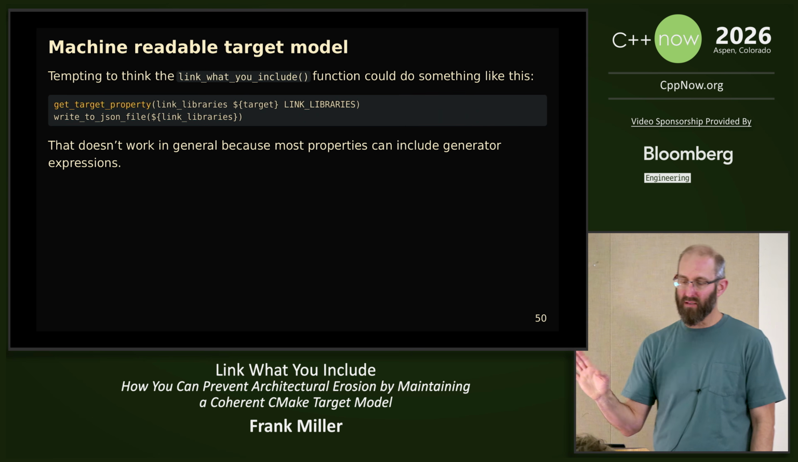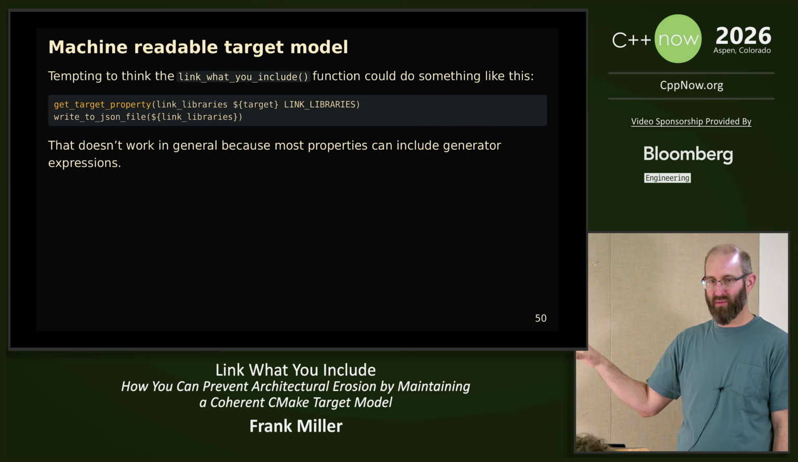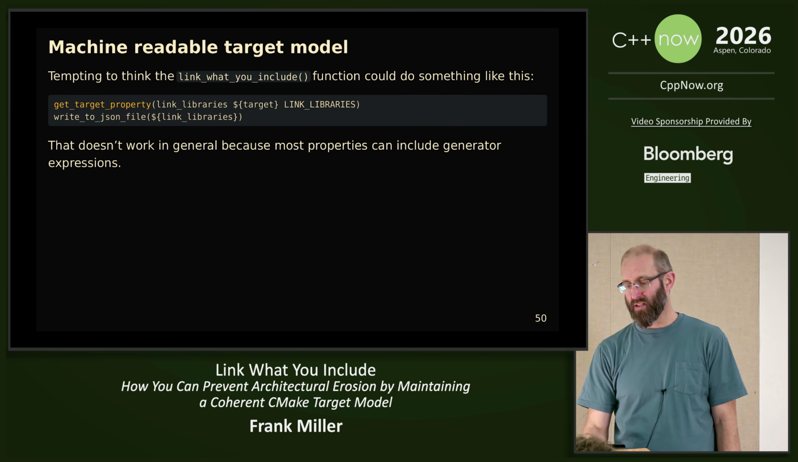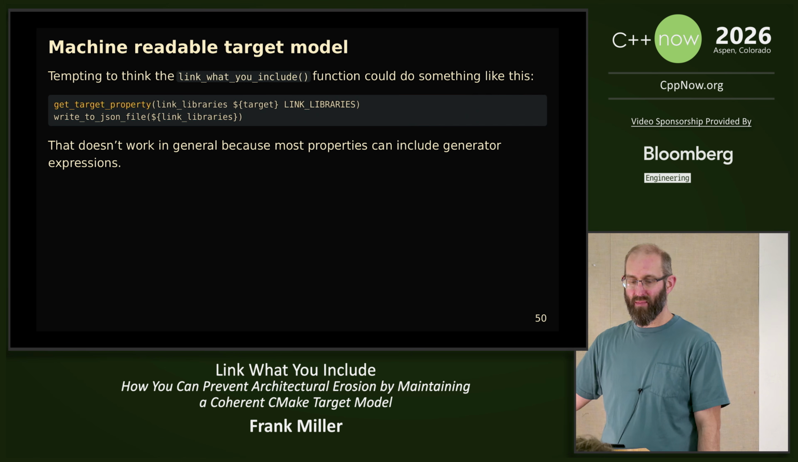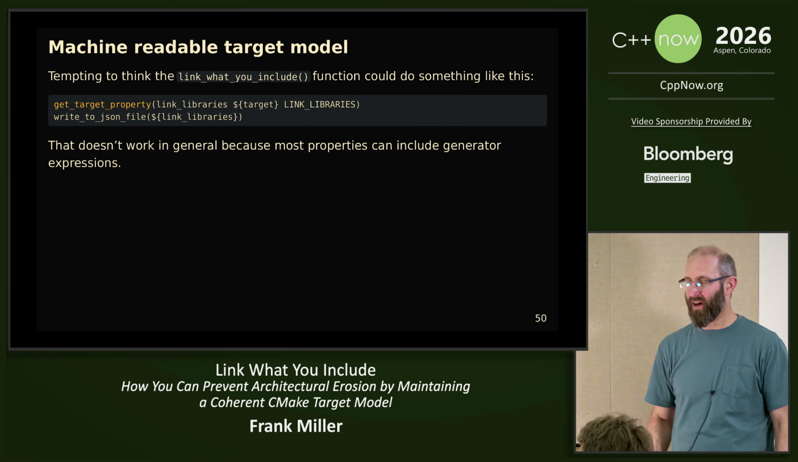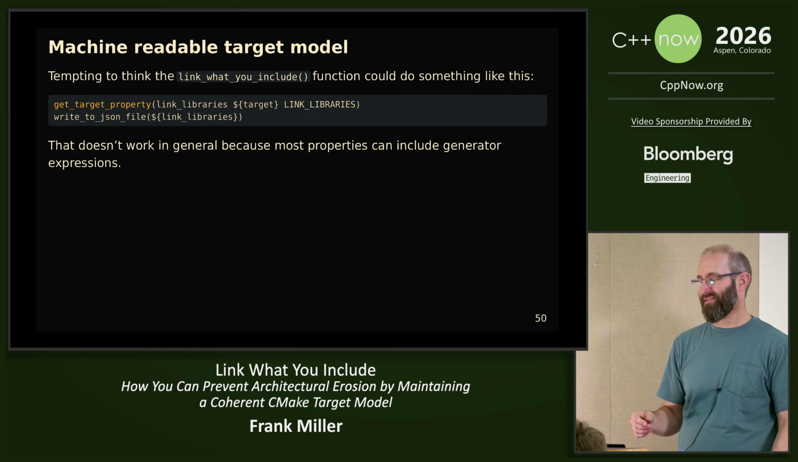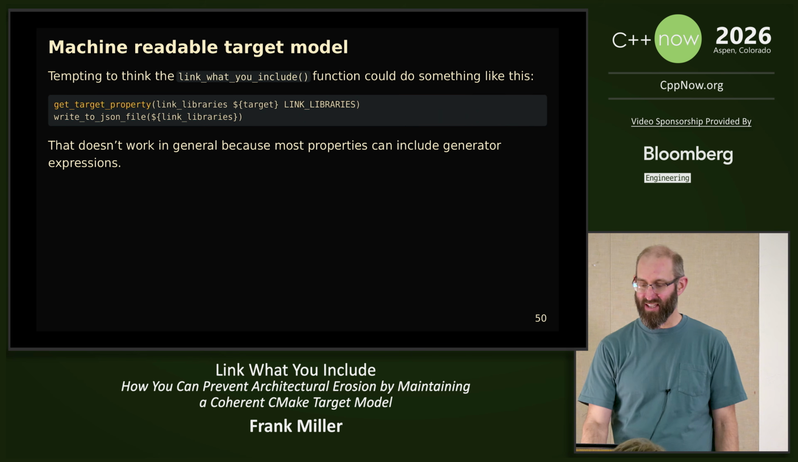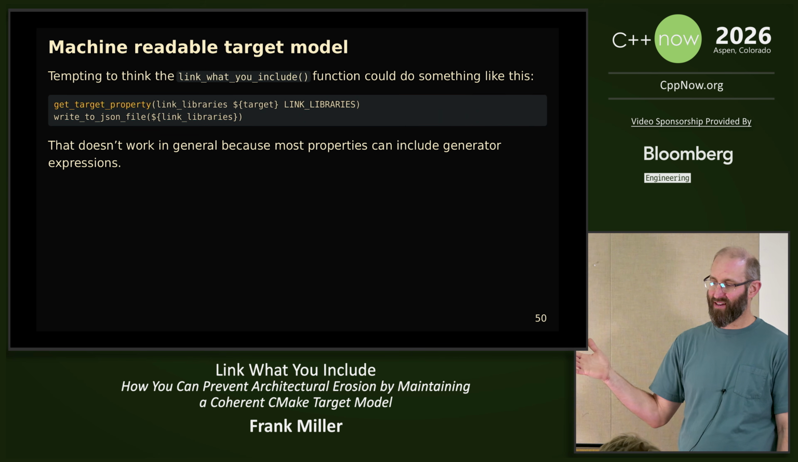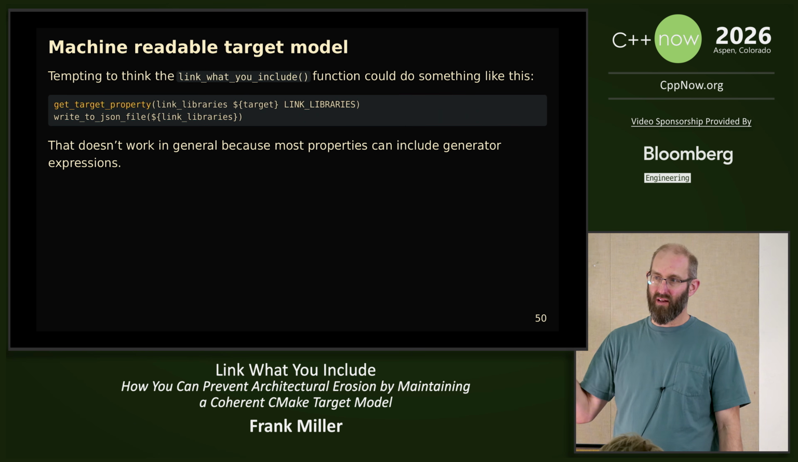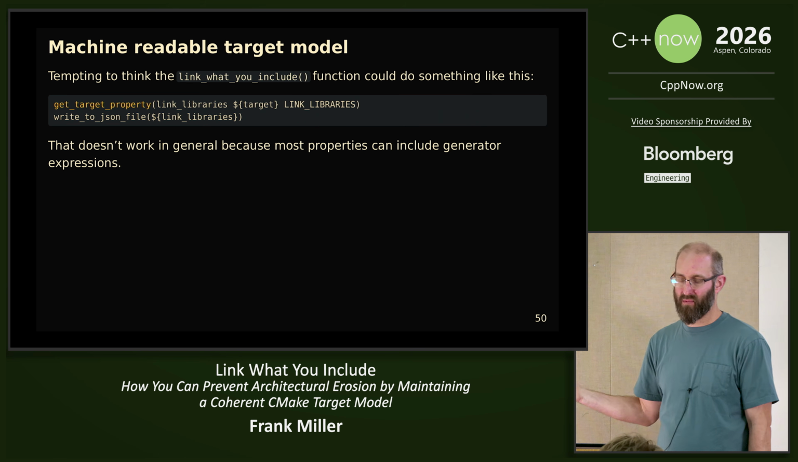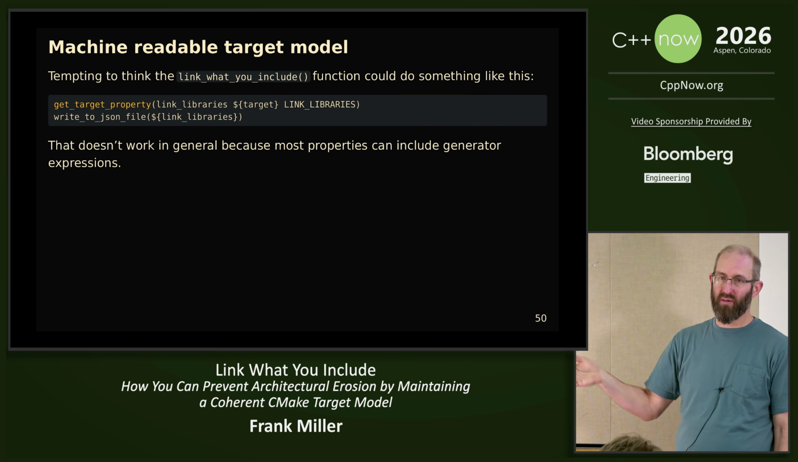Okay, so how does that actually work? I'll show you a little bit of code. It's tempting to think that this function can just say, hey CMake, give me the link libraries property, and I'm just going to write it to a JSON file. If only. It doesn't work that way, because in general these properties can include generator expressions. That means many things in this list might not be known until generate time, and the code you're seeing here is executed at configure time.